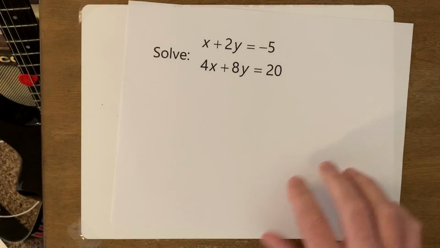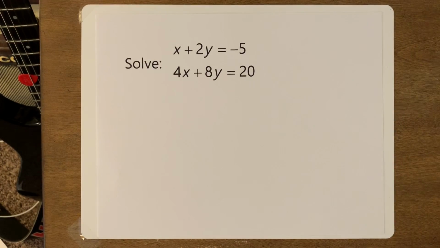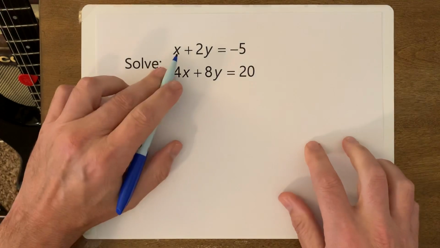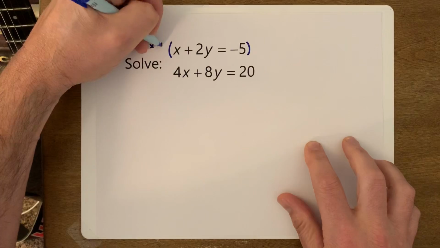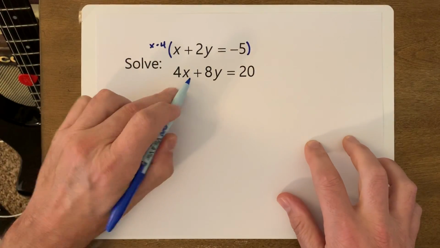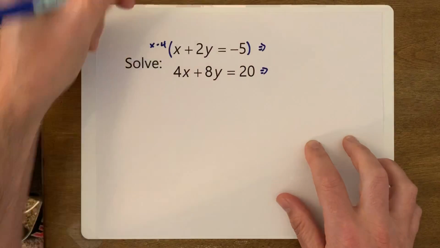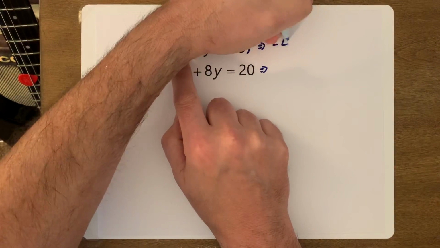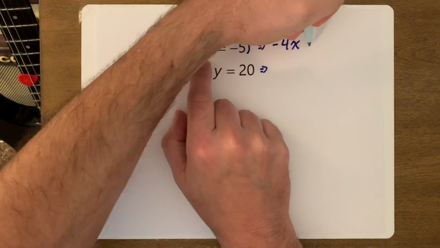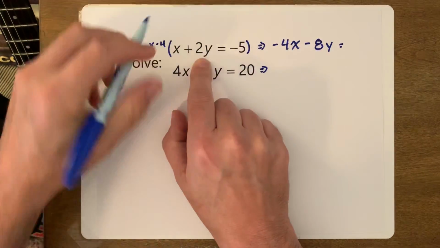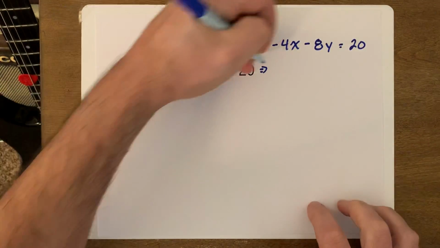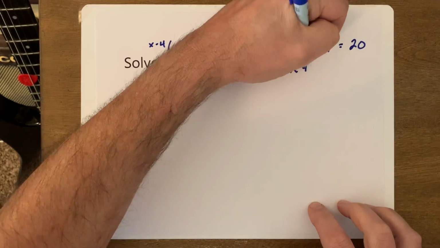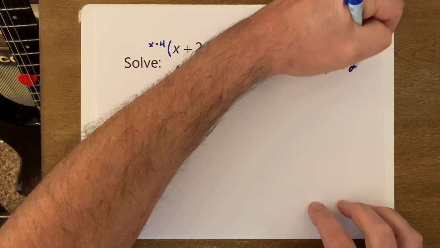All right, so let's take a look at this one and see how this one's going to work. And again, we're going to use elimination. So again, I want to get rid of the x's. So I'm going to multiply the top one by -4, and then I'll get -4x and +4x, and they'll cancel. So I got a -4x coming up here. I got a -8y equals, and that would be a +20, so 20. Now, the bottom one stays the same: 4x plus 8y equals +20.